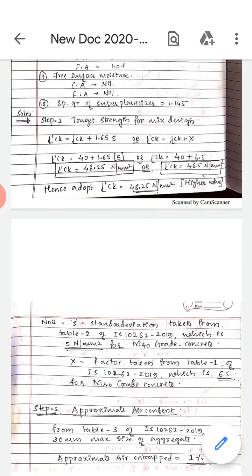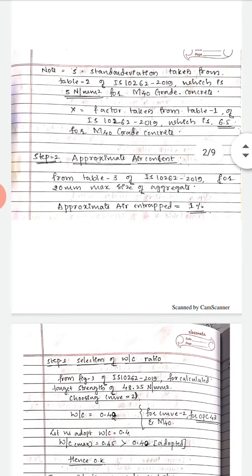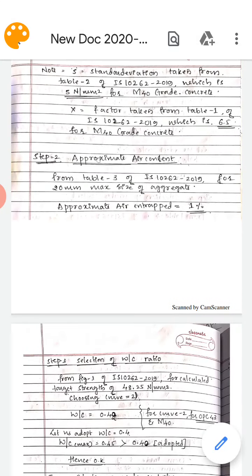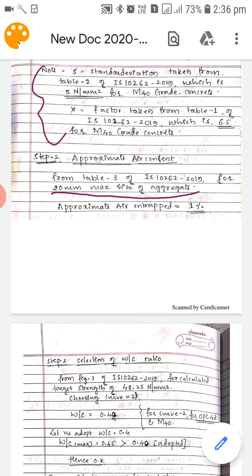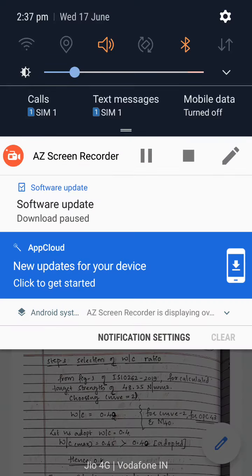Everything should be mentioned properly, from which table, from which code book you are taking the values. Next, step 2 is approximate air content. This approximate air content depends upon the size of the aggregate given in the question. So for 20 mm maximum size aggregate, from table number 3 of IS 10262-2019, approximate air content is 1%. You can check here in the code book.